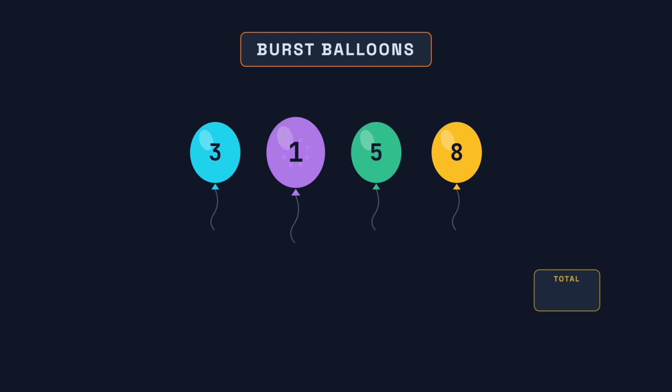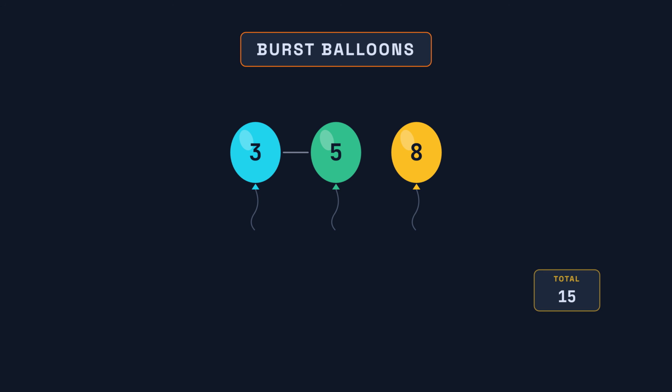Let's see it once. Pop the 1 and you win 3 times 1 times 5, 15 points. And now the 3 and the 5 are next to each other. That's exactly what makes this problem hard. Every pop changes the neighbors, so an early pop changes what every later pop is worth.